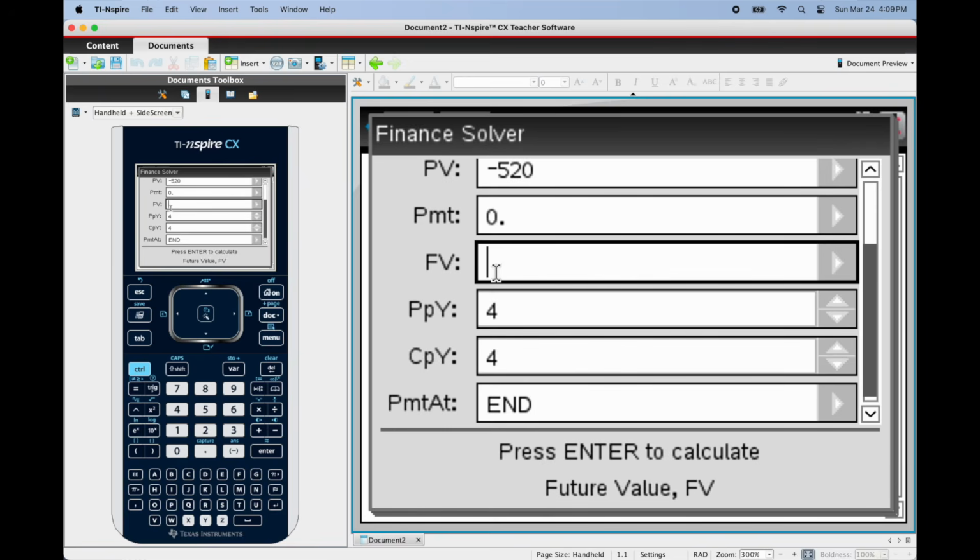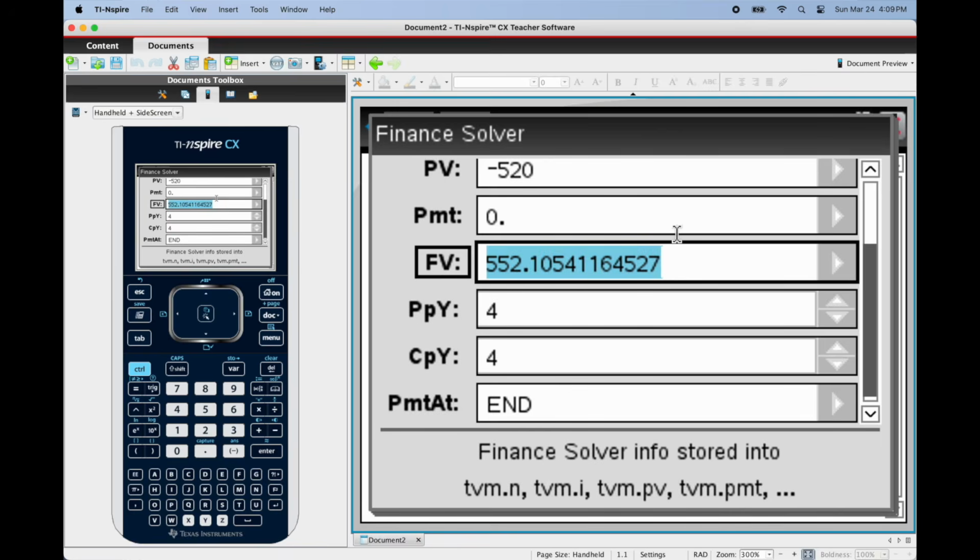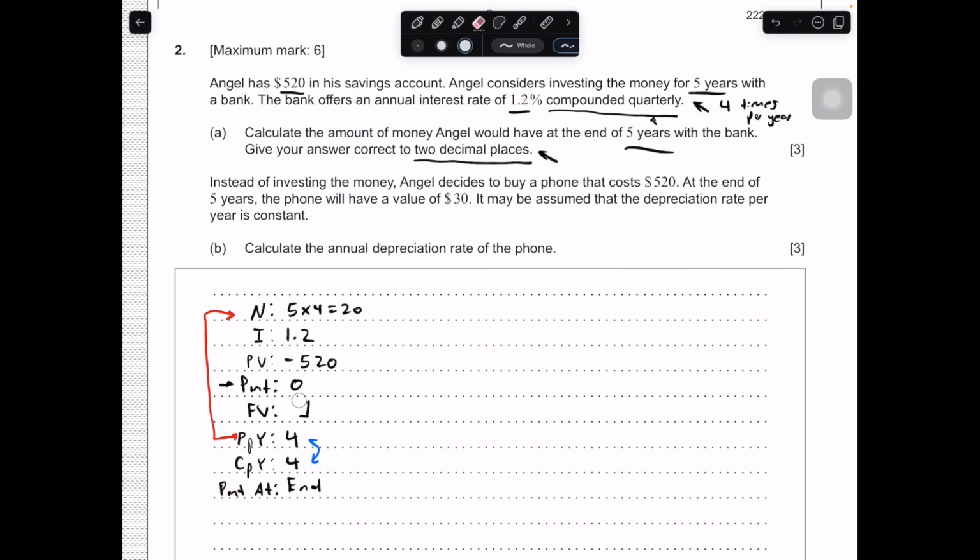All right, final value, $552.1054 after that. So they asked for 2 decimal places, we'll have to be mindful of that. So $552.11 in this case. All right, let's go back to the document and write this out. So final value, I can use a different color, I suppose. Actually, let's just write it out here. This is what we were trying to find. Therefore, our final value is equal to $552.11 to 2 decimal places.